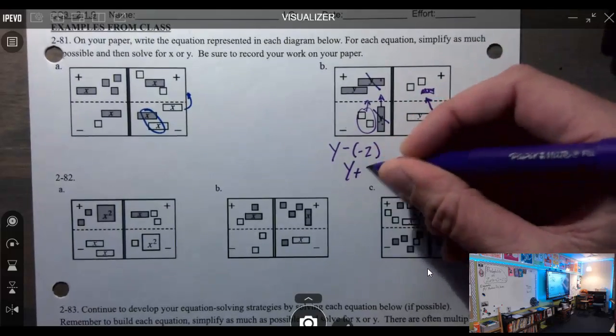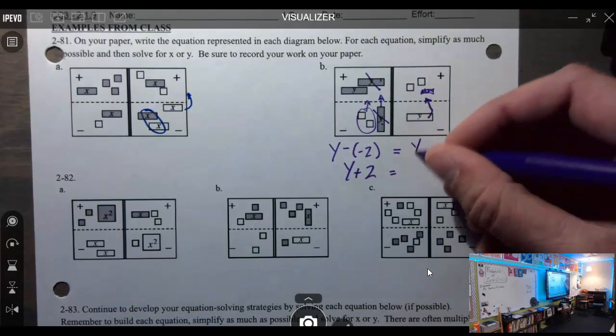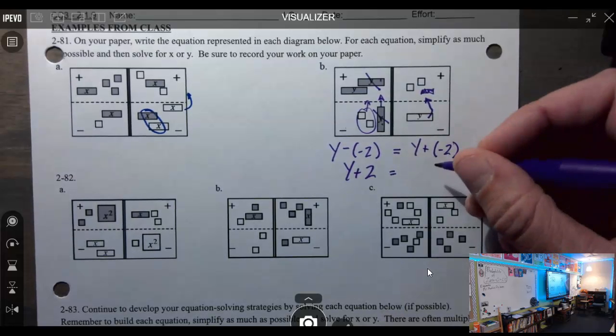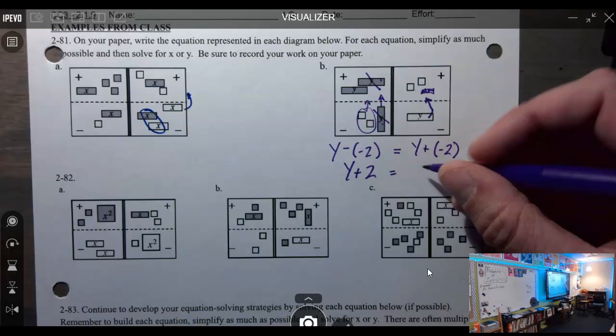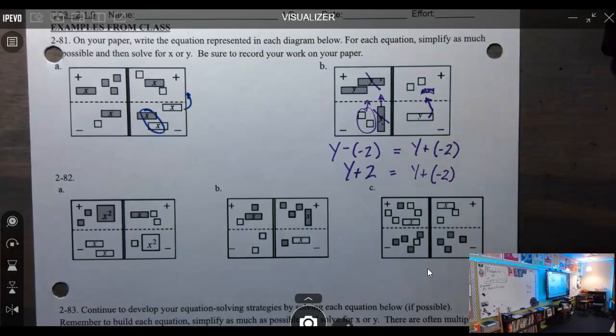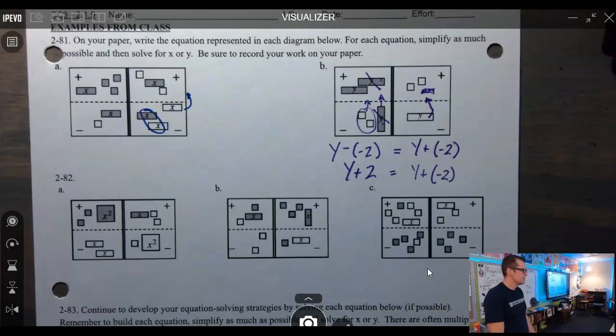So y plus 2, really, and y plus negative 2? That's really hard to do. Y plus 2 equals y plus negative 2? Is that even mathematically possible? So one idea you might be having is, what about 0, right?